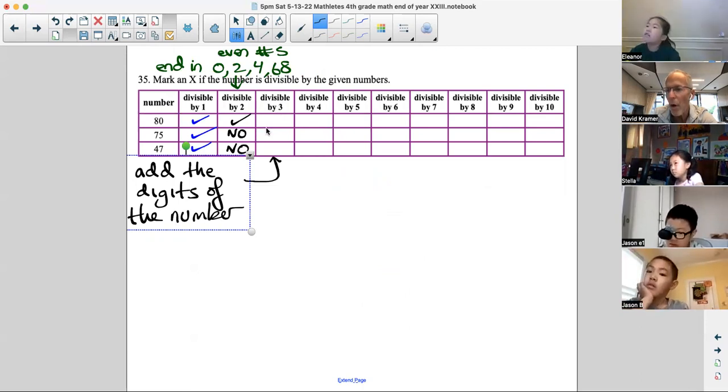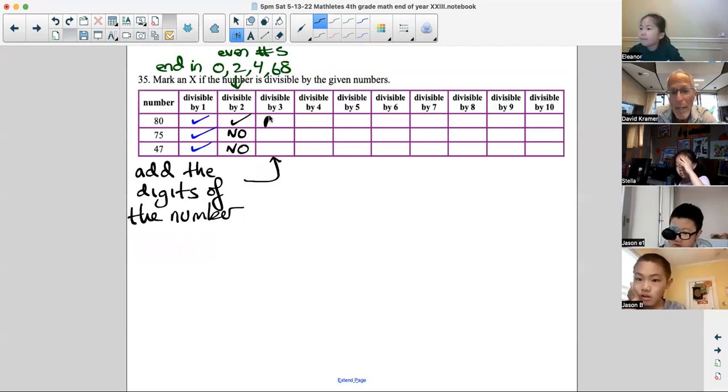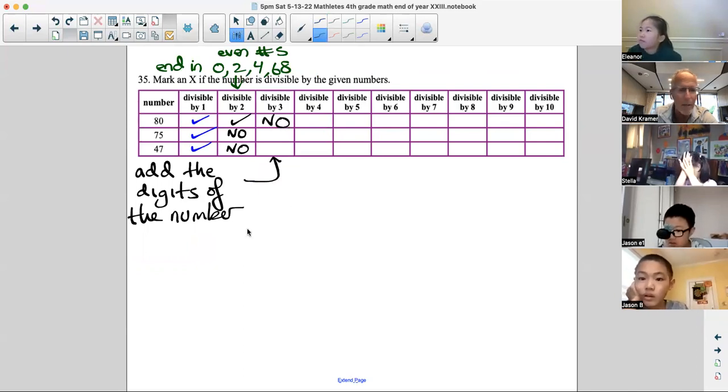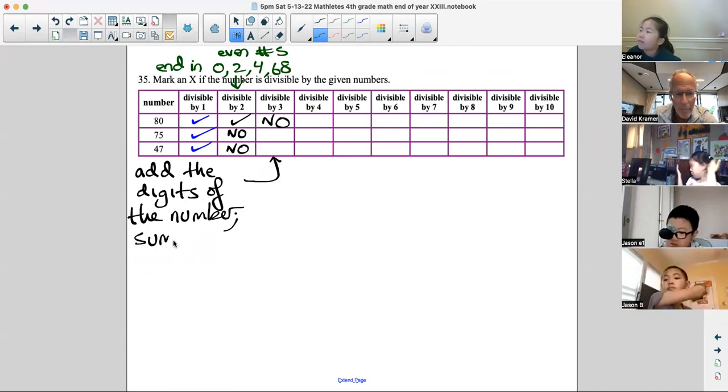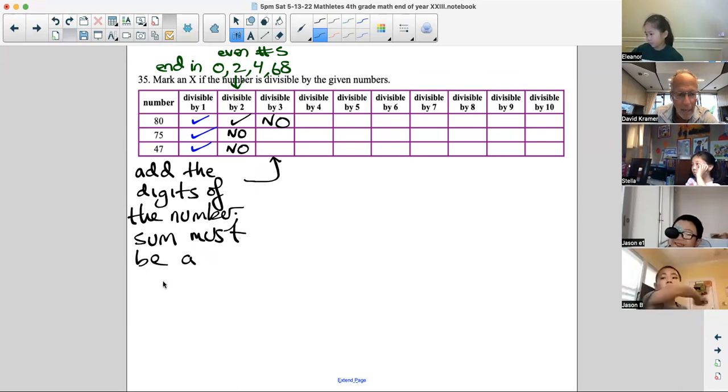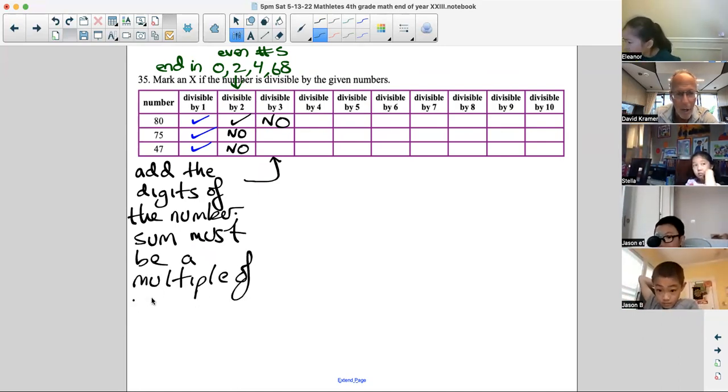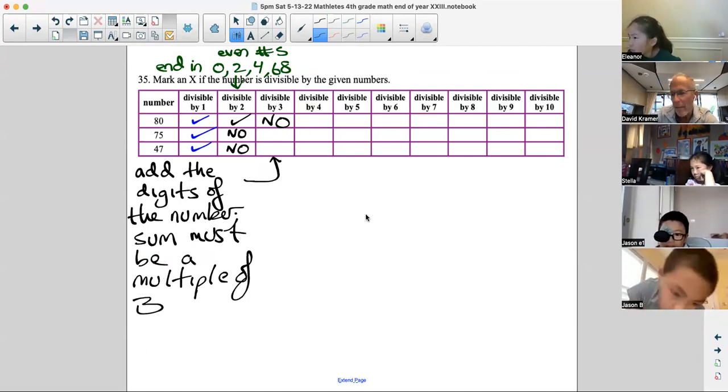So now, is 80 divisible by 3? Raise your hand. No. Go ahead, Eleanor. No. Because 8 plus 0 is 8. 8 is not a multiple of 3. And so remember, the sum must be a multiple of 3.